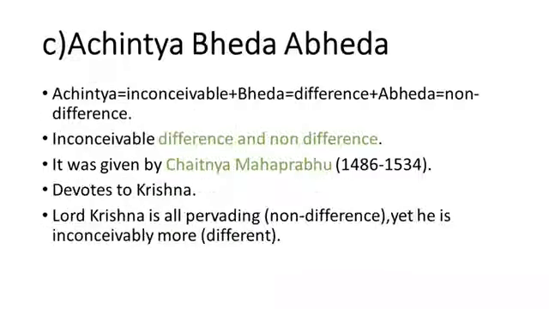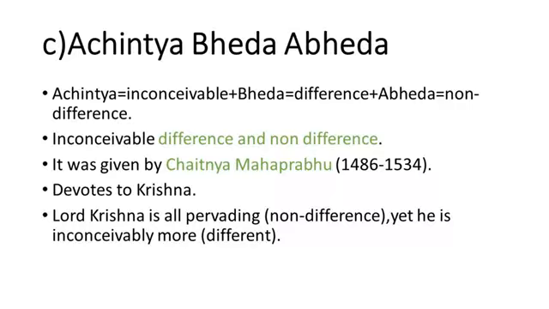Now coming to Achinta Bheda Abheda. Achinta means inconceivable, Bheda means difference, and Abheda means non-difference. It was given by Chaitanya Mahaprabhu. Followers devote to Lord Krishna. This school says that individual souls are different also and not different also from the supreme soul, that is Brahma. For example, a drop of water from the ocean is also water of ocean, but it is not ocean. Thus it says that Lord Krishna is all-pervading, non-different, yet he is inconceivably more different. In this way it is Bheda, different also, and Abheda, non-different also.